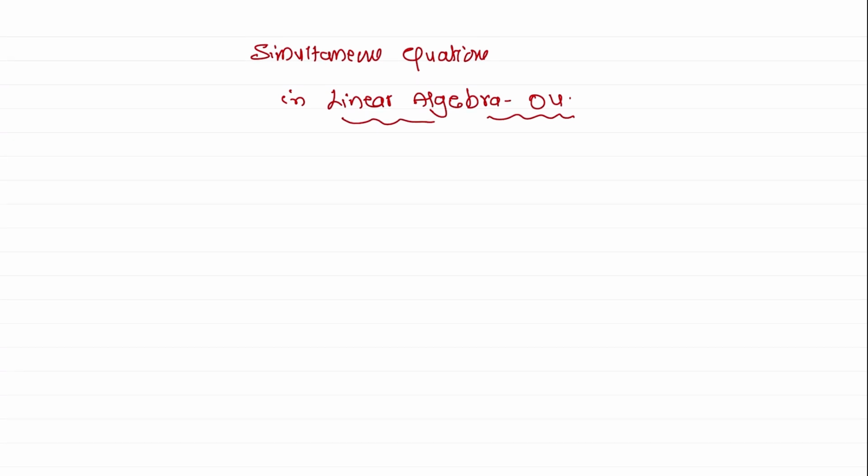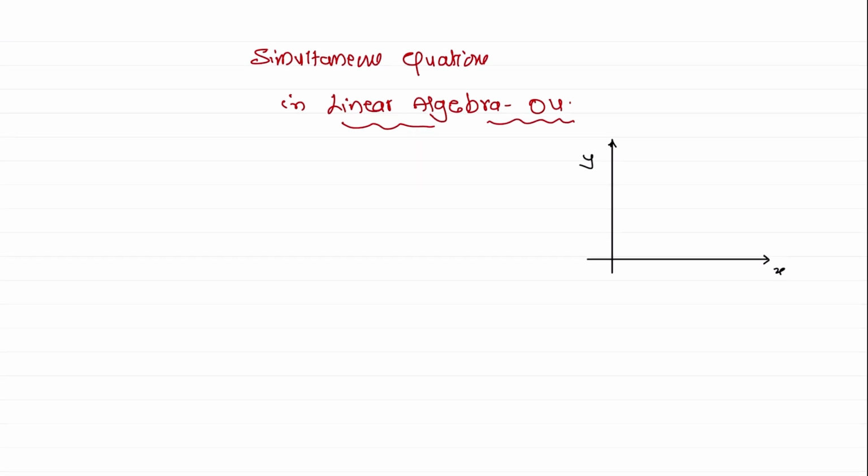Let us take a 2 by 2 xy plane. It is x, it is y, and let us say there is a straight line and another straight line is also drawn, and both the straight lines cut at a point P. O is the origin. Then what is the meaning of it?